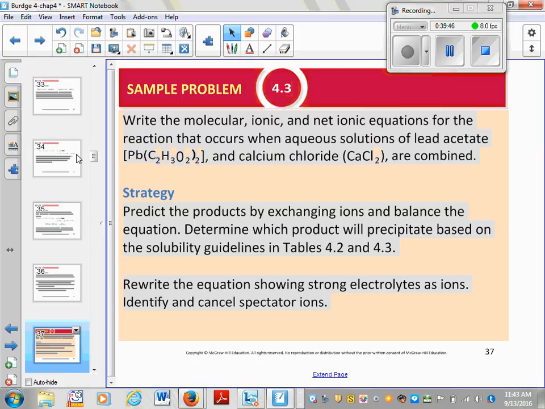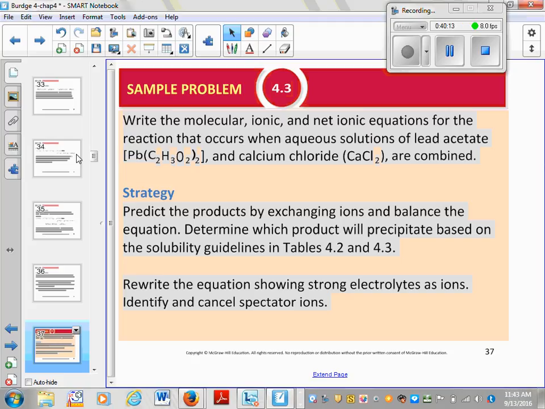calcium acetate plus PbCl2. So it's balanced. Okay? So we're fine there. But I didn't write the states of matter for the two products. I have to look at the solubility chart.